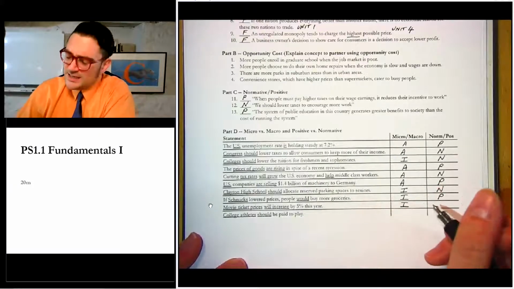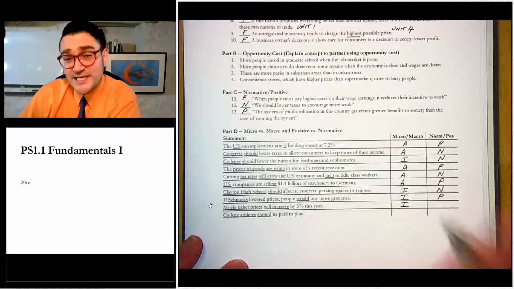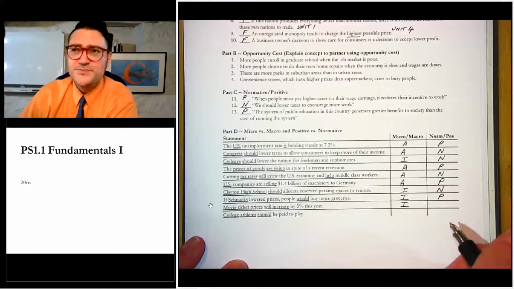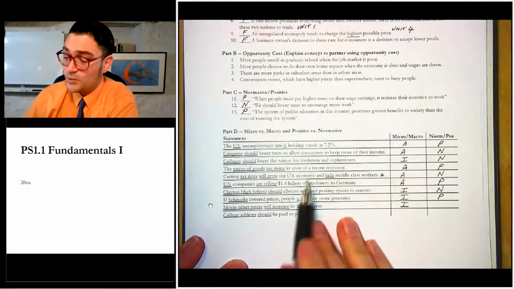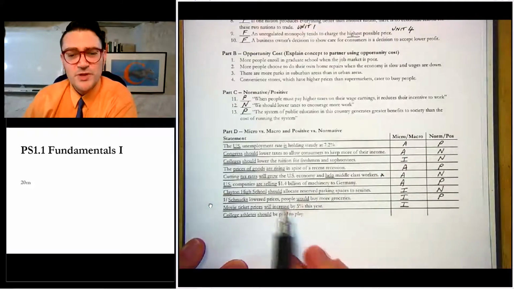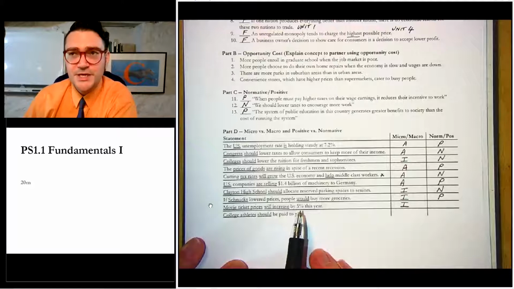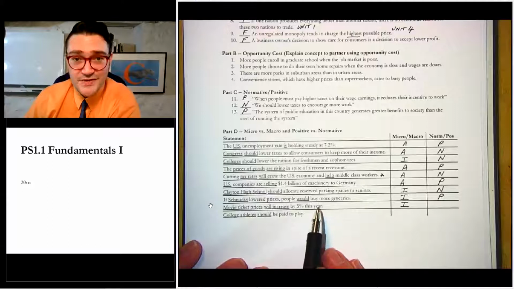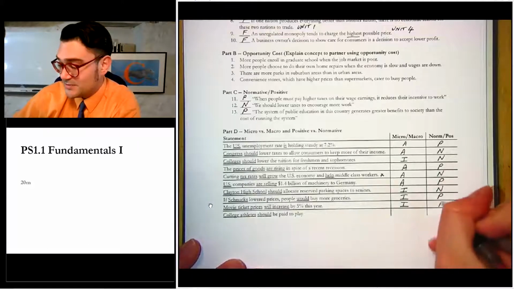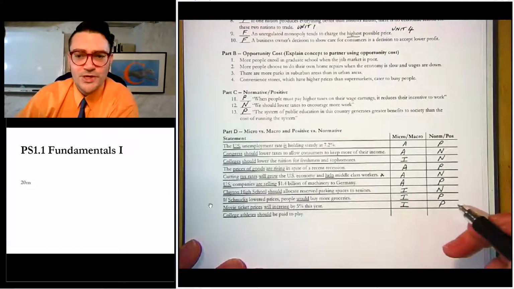Movie ticket prices, and this one is micro again because it's one market, will increase by 5% this year. Now, I've seen some people argue that predictive statements are normative. And that's true in certain cases, like in this one here, where it's like, they will help these people. But if it's more like saying, no, they're actually just going to increase 5%, if this were maybe the movie ticket CEO saying this, then that's kind of a positive statement, right? But I could see an argument for the normative.